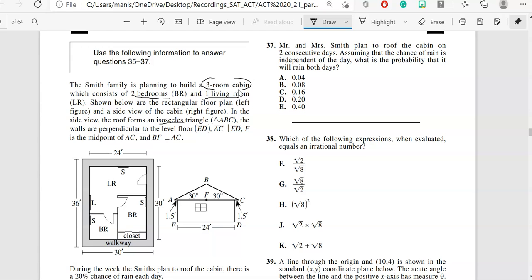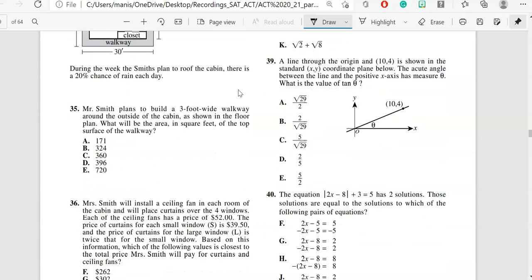AC is parallel to ED. In this case, if I'm looking over here, this is my AC. It is parallel to ED. Then I have F as the midpoint of AC, and BF is perpendicular to AC. So let's read what the question is asking.